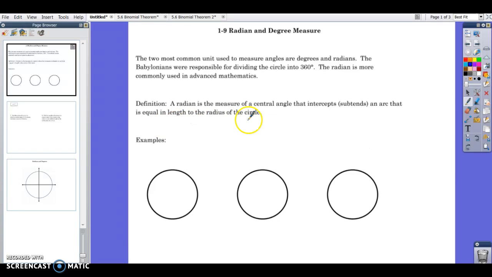So a radian is the measure of a central angle that intercepts or subtends, that's just another word for intercepts, an arc that is equal in length to the radius of the circle. So let me show you what I mean. If this circle has a radius of 1 inch and the length of this arc is 1 inch, this angle is your theta, and that theta is equal to 1 over 1, or that would be 1 radian.